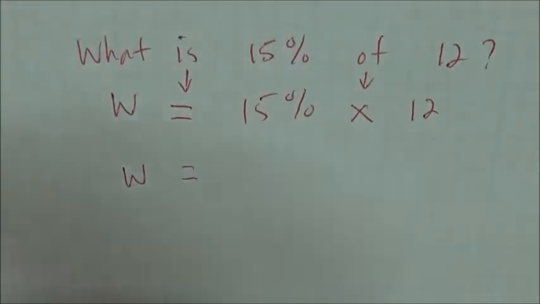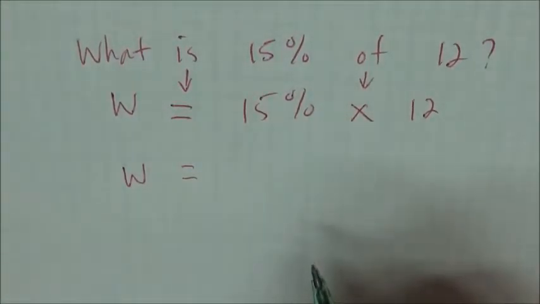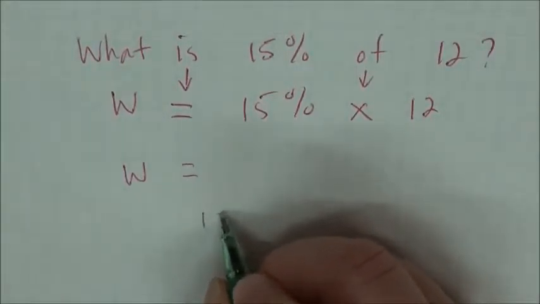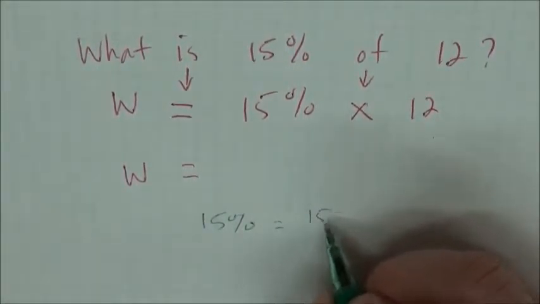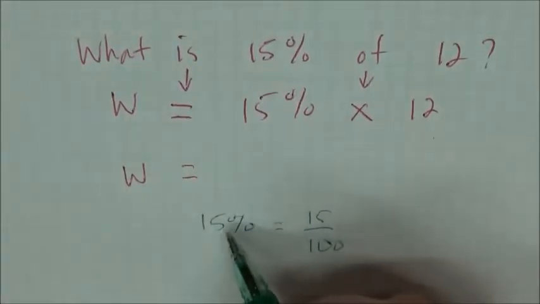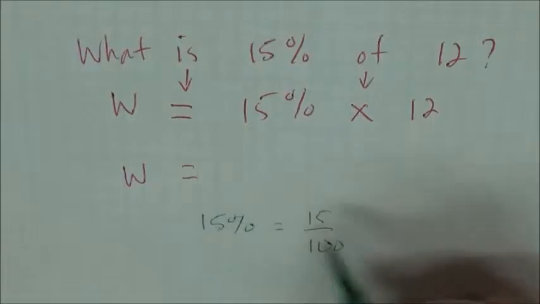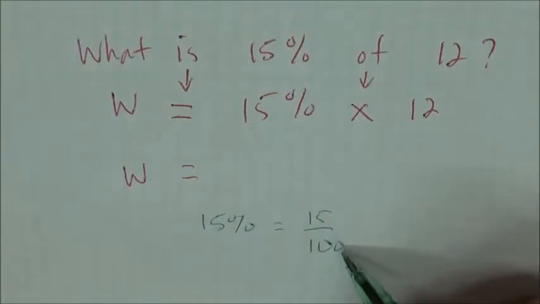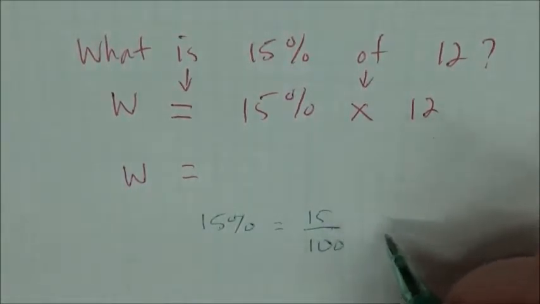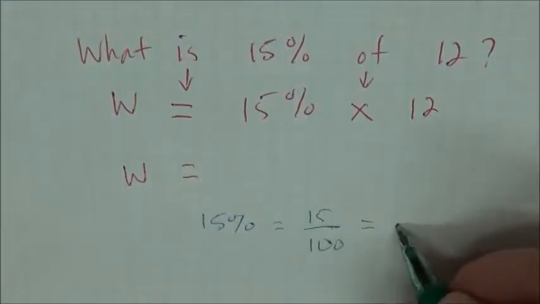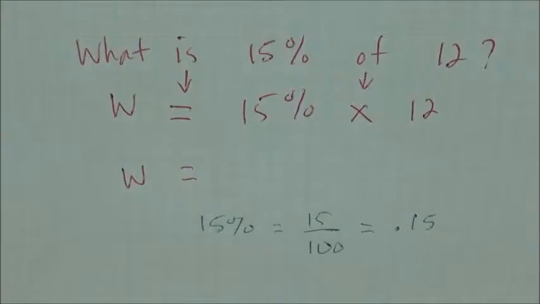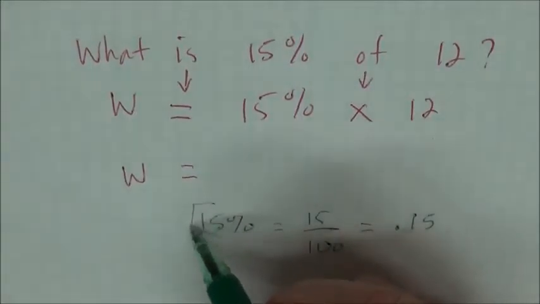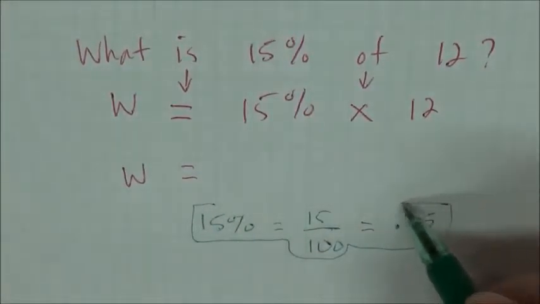Now, one thing we have to look at is this 15%. So 15% is the same thing as saying 15 over 100, because 15% is 15 per 100. 15 over 100. And if I write that as a decimal, it's 15 hundredths, 0.15. So these are all the same thing. They're all different ways of writing the same thing.